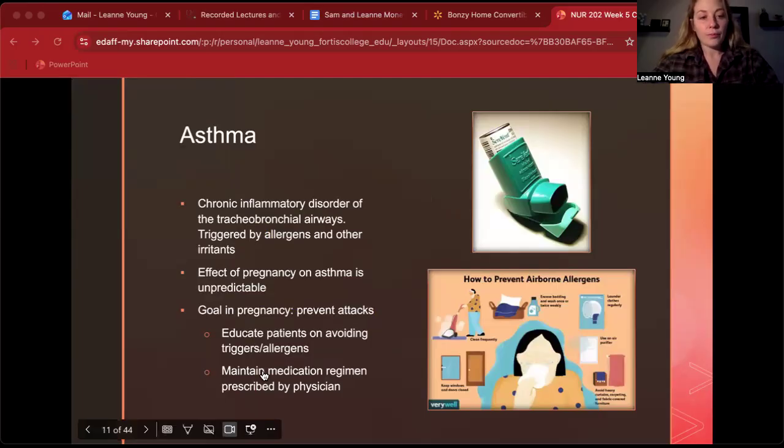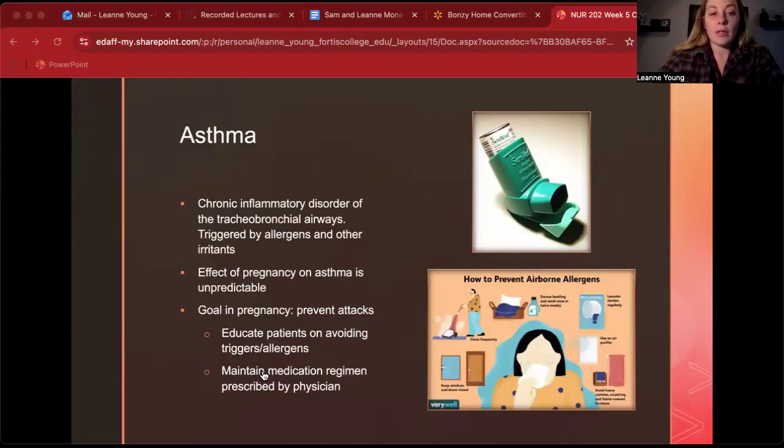Asthma. So this is a chronic inflammatory disorder of the tracheobronchial airways, and it's triggered by allergens and other irritants. The effect of asthma on pregnancy is relatively unpredictable. Okay. Our biggest goal in pregnancy with any patient who has a history of asthma is preventing attacks. So we're going to educate patients on avoiding triggers and allergens and help them to maintain the medication regimen prescribed by their physician.